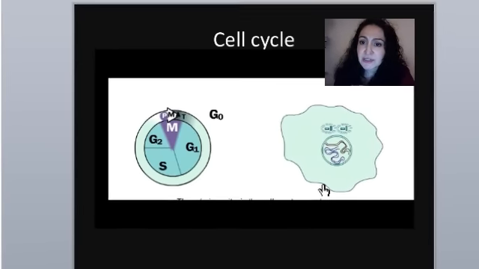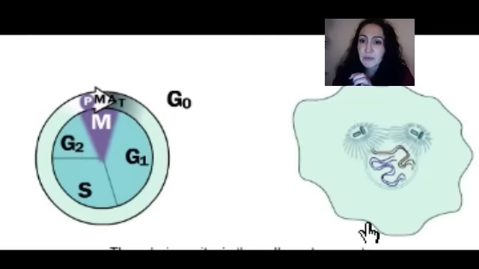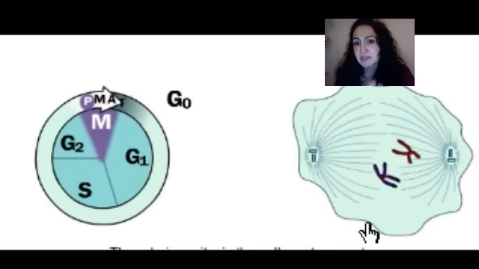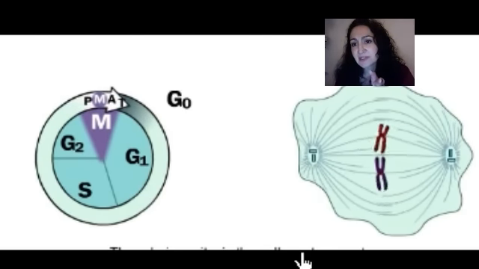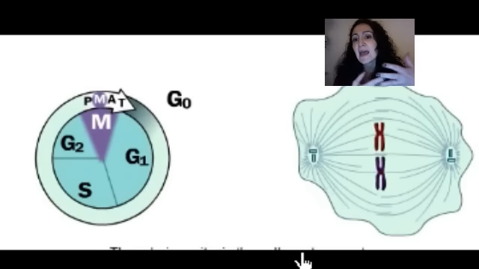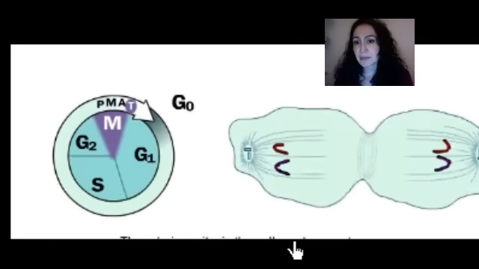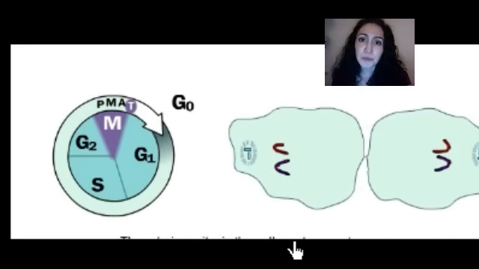And in mitosis, we see the nuclear envelope breaking down, we see the centrioles moving to the opposite poles, the chromosomes moving to the center because the microtubules are pulling them, and then finally those chromosomes get pulled to the opposite sides of the cell, and the nuclear envelope will reform after that.